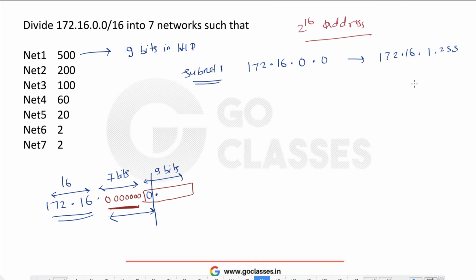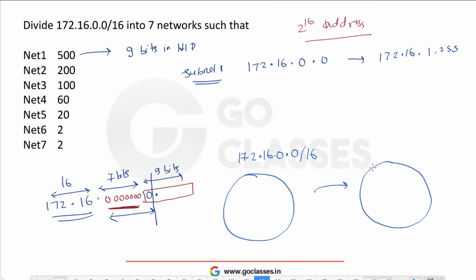I hope you got the idea. See, you are choosing 7 bits as a subnet number in the first hierarchy itself, which means that initially you had this network, which is 172.16.0.0/16, right? And then you have chosen 7 bits for the subnet number, which means you have divided this into 2 power 7 subnetworks, which means 128 subnetworks.